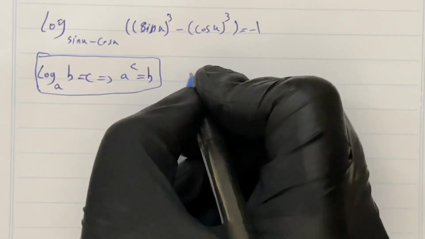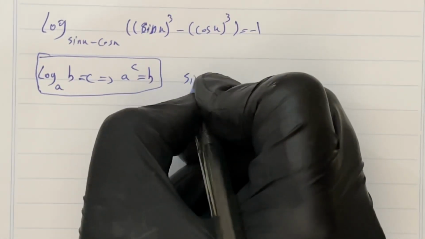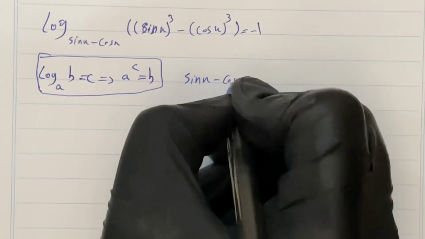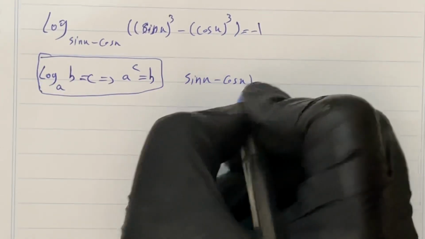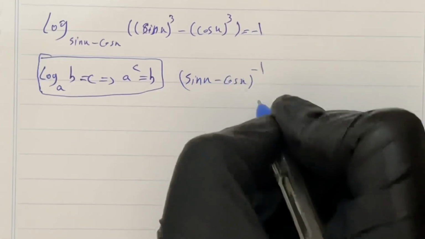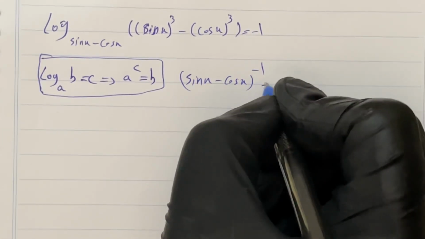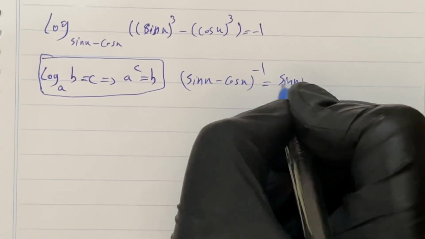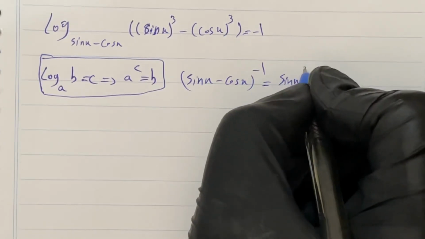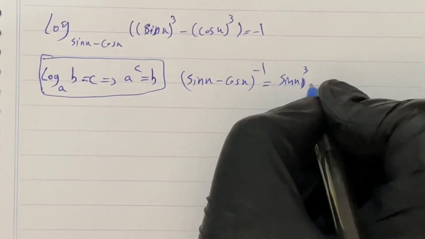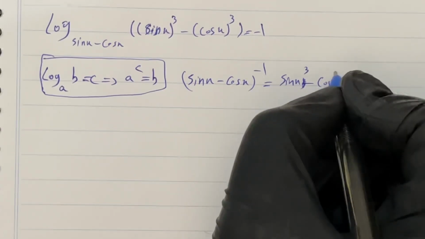And so our problem would be sine x minus cos x to the power of negative 1 equals sine x to the power of 3 minus cos x to the power of 3.